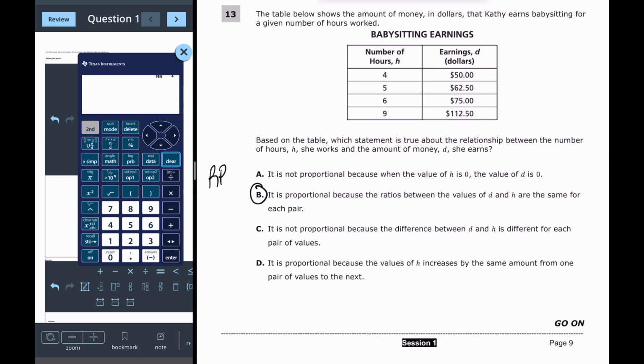The first one for number 16 is an RP problem. The table shows the amount of money in dollars Kathy earns for babysitting. Based on the table, which statement is true about the relationship between the hours and the money she earns? And these are asking about proportionality. So how do I know if it's proportional or not? The easiest way is I can see whether or not all of these relationships, dollars to hours, are equivalent. So are they all equivalent? And I'm going to start with the first one, which is 50 over 4.